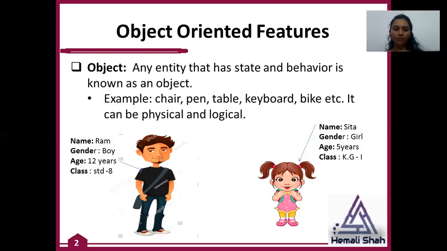You can take the example of a pen, table, or keyboard. A keyboard has states like company name, size of the keyboard, and whether it is a wired keyboard or an unwired keyboard. You can take the example of a bike also. A bike has properties like company name, average of the bike, whether it is an auto-start bike or a self-start bike, or you have to press the kick.